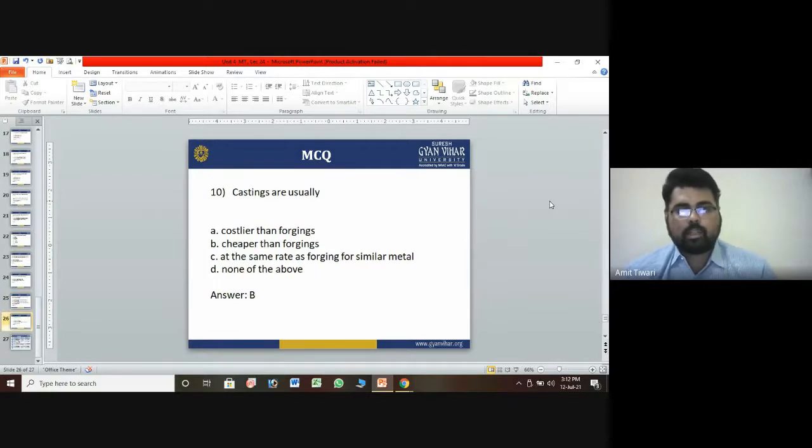And the last question: casting is usually costlier than forging, or cheaper than forging, at the same rate of forging of similar metal? The correct answer is B, casting is cheaper than the forging process.